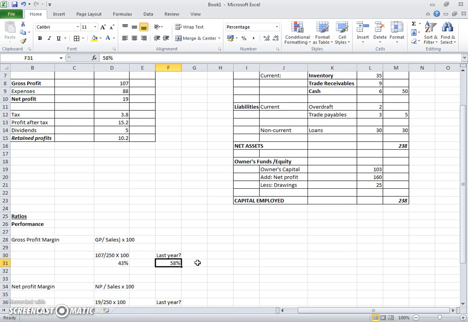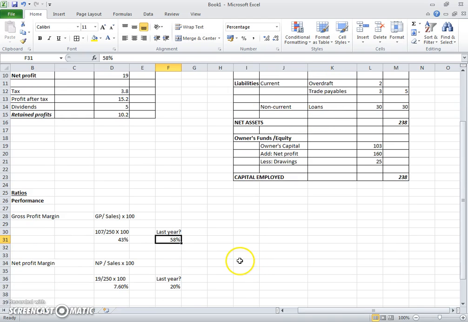Some reasons could be, well, it's going to be one of two things. It's going to be either your cost of sales have gone up, so you had to pay more for your stock, for example, or maybe you're facing increased competition and you've had to cut your prices slightly, so your gross profit margin has been squeezed. Those are the kind of reasons that would happen.